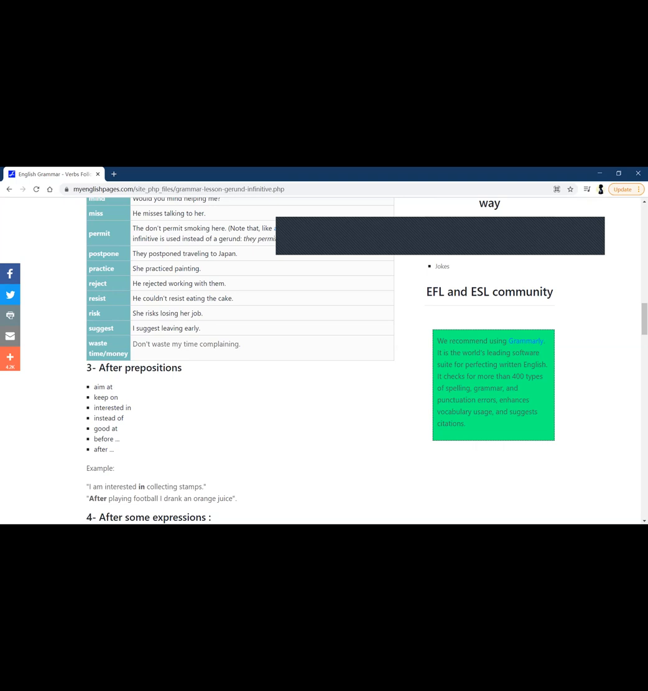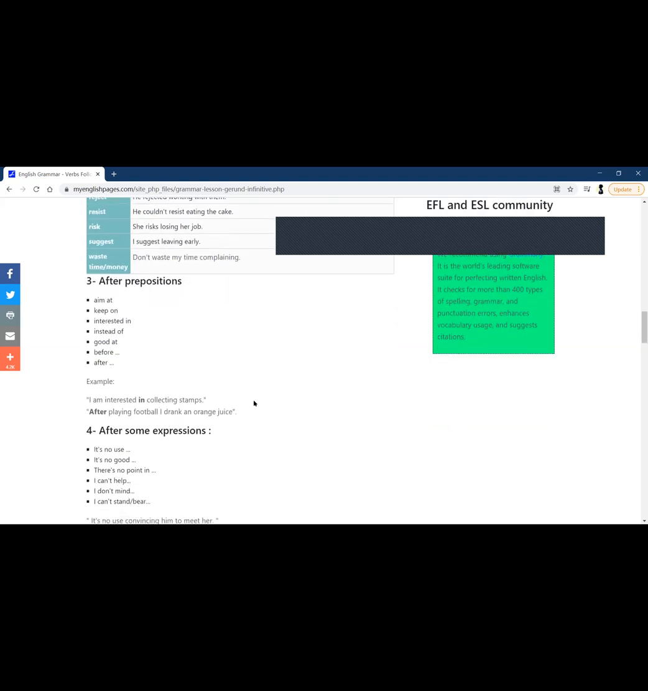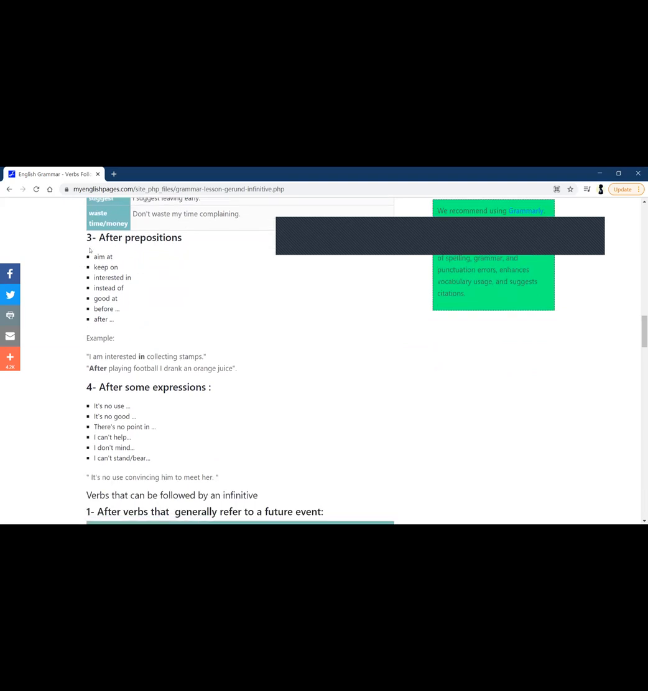And advise, exhort, pray, authorize, help, recommend, bear, implore. I think we don't need to waste time on that. You can just search the internet. They can also be used after prepositions like aim at, keep on, interested in, instead of, and good at, before, after.